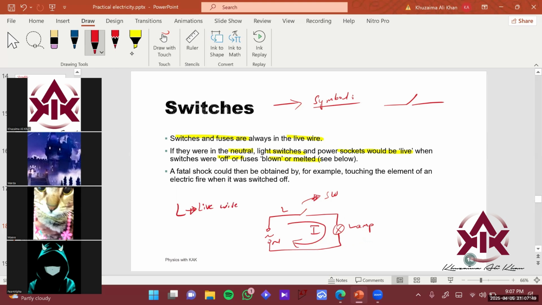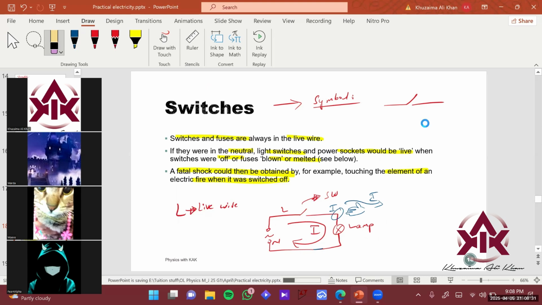A fatal shock could be obtained, for example, by touching the element of an electric fire when it was switched off. If you place your switch on the neutral side and you accidentally touch any exposed part of the wire with your hand, the current would flow through your body and give you a shock, because the live path is still connected. You always have to place the switch with the live wire.